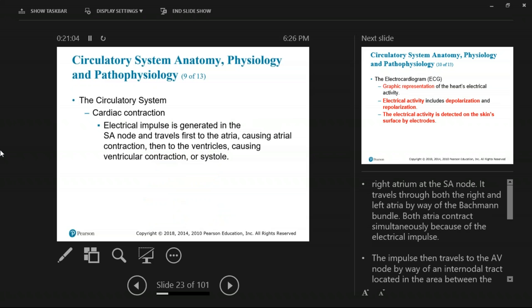So we know, and you should remember, the way the electrical impulse goes from the SA node and travels through the atria. Once that happens, you have a contraction, then through the AV node down to the ventricles, splits into a left and right ventricle, and then you have a ventricular contraction. Now, if you don't have this happening, then you have some cardiac compromise.